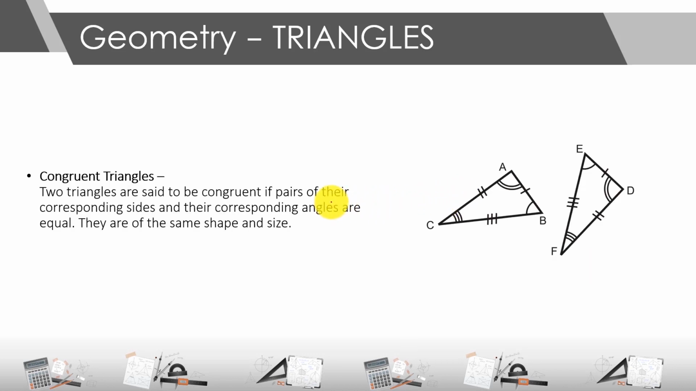Then there are congruent triangles. Congruent triangles are two triangles which are exactly the same. That is, their angles are equal and their sides are also equal. So AB is equal to ED, BC is equal to EF and AC is equal to DF. All three angles are equal, all three sides are equal. So their orientation may change, but the two triangles are exactly the same. Their area is the same, their perimeter is the same, all their characteristics are the same.